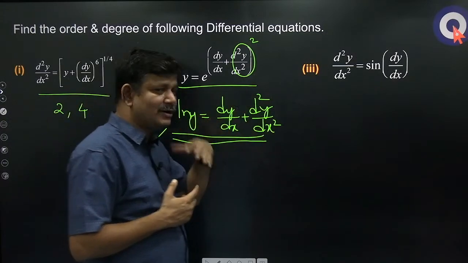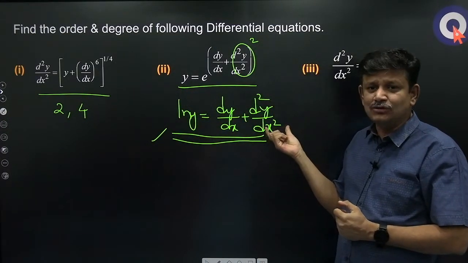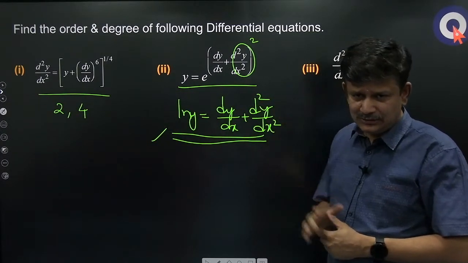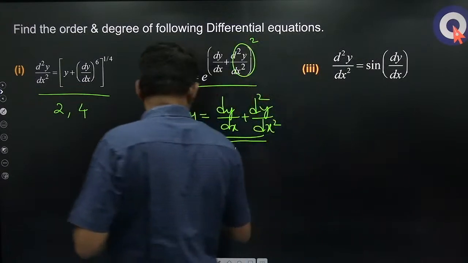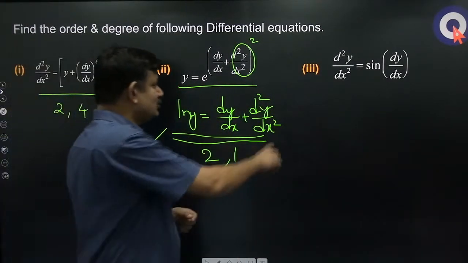So इसमें highest order का highest power देखना है. Highest order कौन सा है? d square y by dx square. इसका highest power कितना होगा? 1. एक ही power है, that is 1. So this is of degree 1. And what is the order? 2. Let's look at next one.